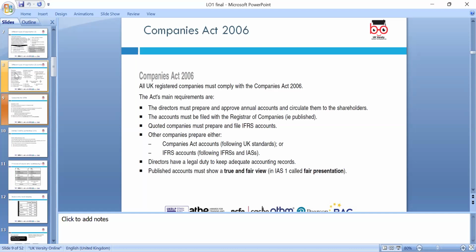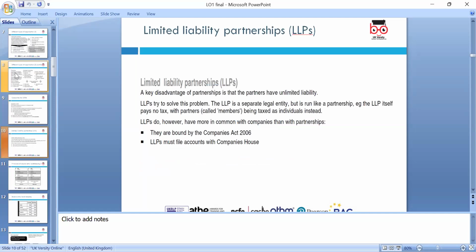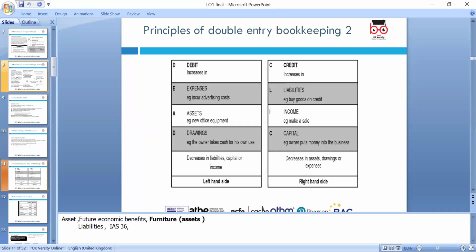We can look at IAS, International Accounting Standard 1, which is about the preparation and presentation of financial statements. For limited liability partnerships, we look at a company registered at Companies House with limited liability. Especially accounting businesses and solicitor businesses are more often LLPs, limited liability partnerships.